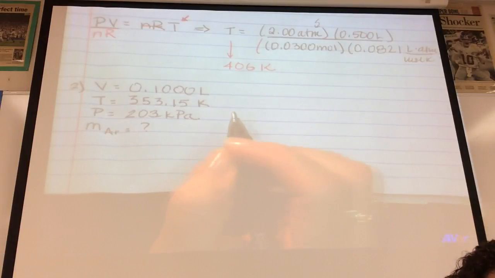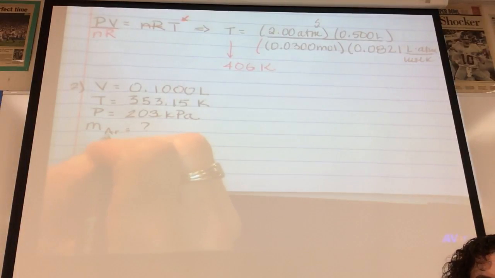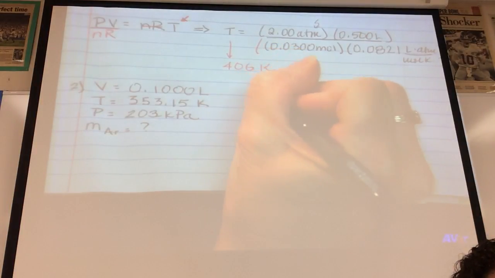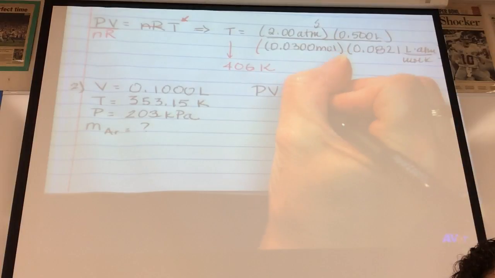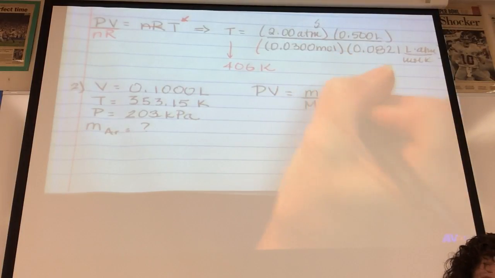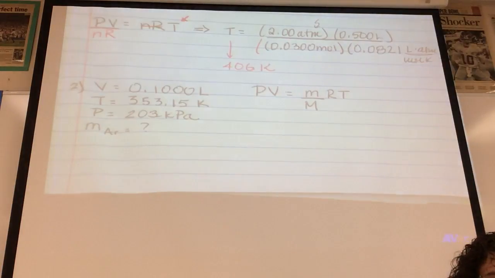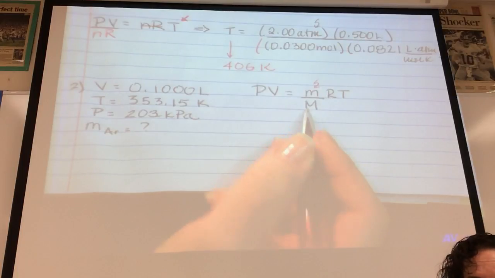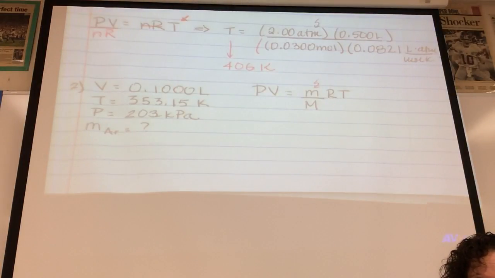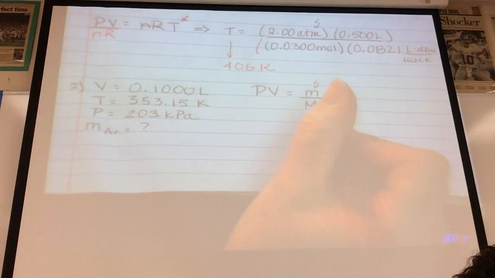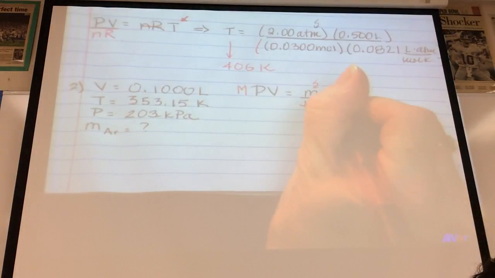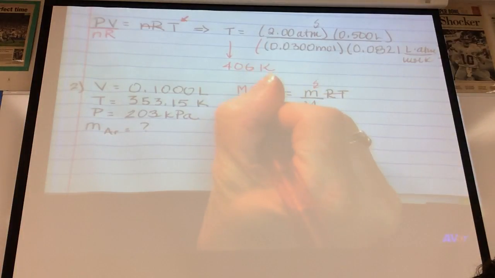Okay, so in this case we're looking for the mass. So instead of using PV equals nRT, I'm thinking PV is equal to the mass over the molar mass, RT, because I can manipulate that and solve for the mass. I know the substance, so I can get the molar mass off the periodic table. So what I'm going to do here is multiply by molar mass, and then divide by RT.